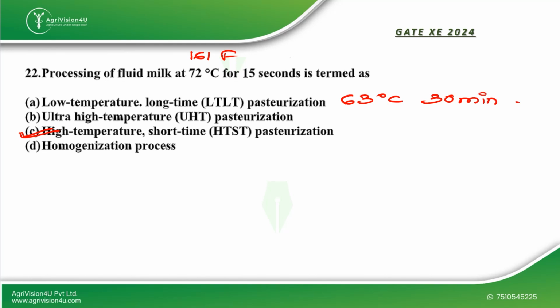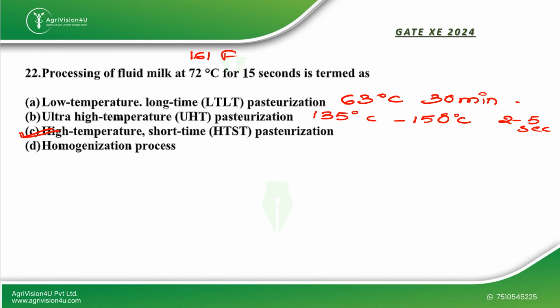And UHT pasteurization, that is ultra high temperature, involves heating of milk at around 135 degrees Celsius to 150 degrees Celsius for 2 to 5 seconds. And homogenization is a process just to break down the fat globules in milk so that they stay integrated rather than separating as a cream. So over here my correct option will be option number C, that is HTST.